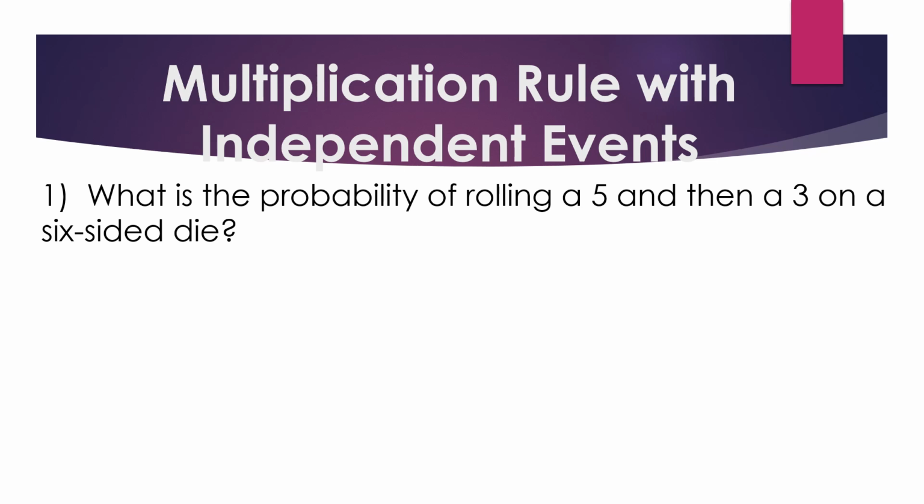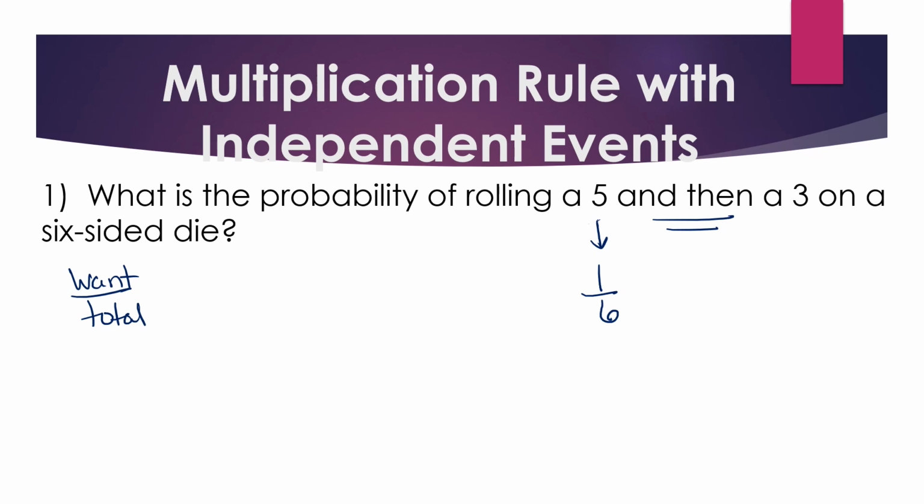So our first one is rolling a 5 and then rolling a 3 on a 6-sided die. So just a regular die that you would use when you're playing some game. All right, so what's the probability of rolling a 5? Well, you've got 1 five out of all total. So you're always going to put what you want over the total. That's how you can get an individual probability. So the probability of rolling a 5 is 1 out of 6 options.